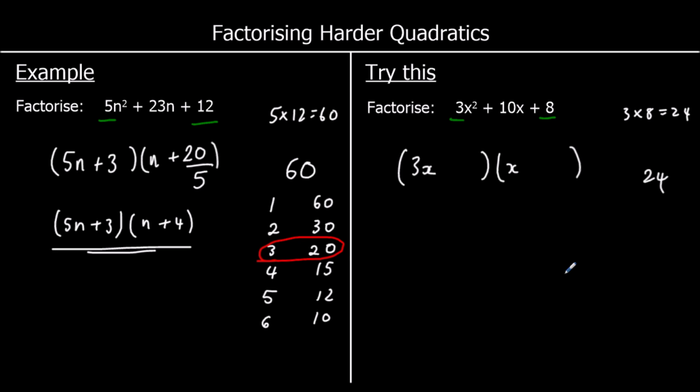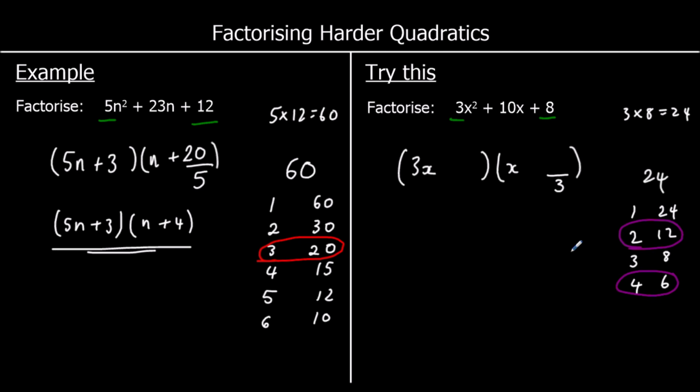But remember, we're going to have one of our numbers multiplied by 3. So to undo that, we're going to divide by 3. So what multipliers make 24? 1 24, 2 12s, 3 8s, and 4 6s. Which of these can give me a 10? Well, I've got two options here. 2 and 12 give me a 10, and 4 and 6 give me a 10.